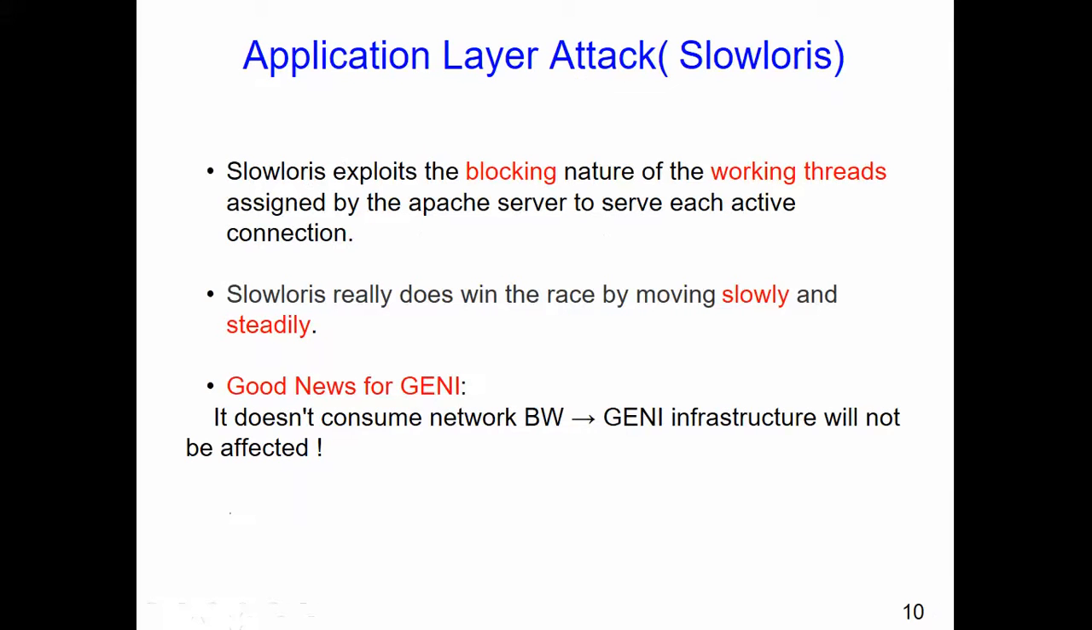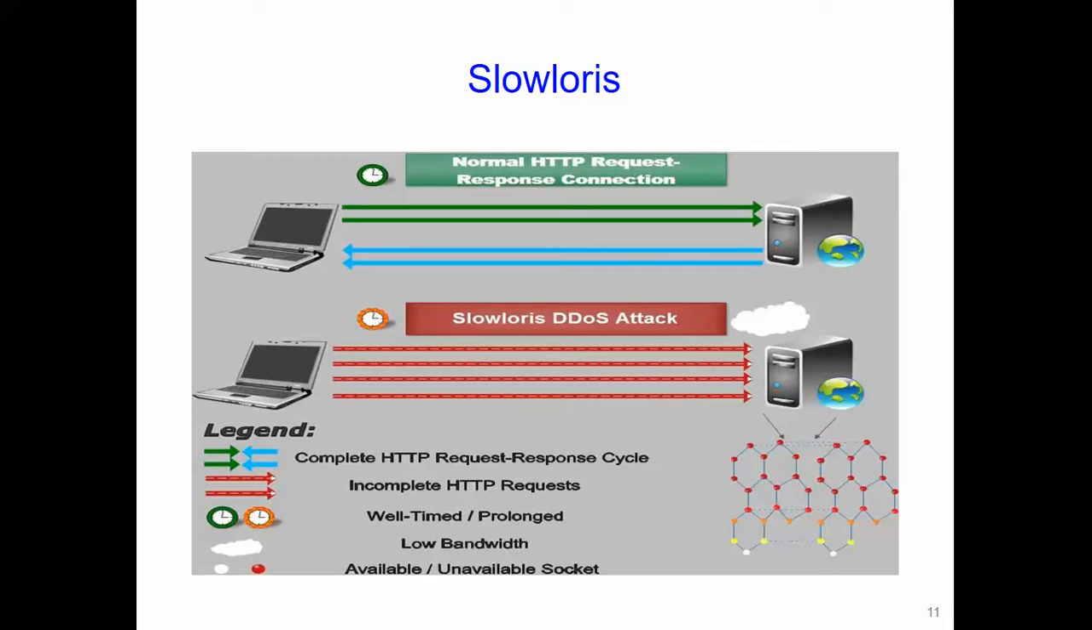We are also using Slowloris as an application layer attack. This attack exploits the blocking nature of the Apache server. It wins the race by moving slowly and steadily, and it does not consume network bandwidth, so it is very good for the GENI infrastructure and it will not be affected. This is the technique used by Slowloris to launch the attack and crash the server.